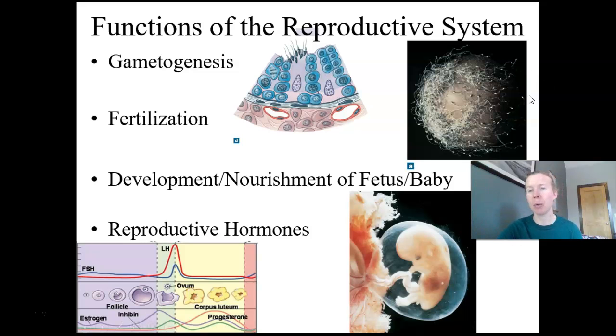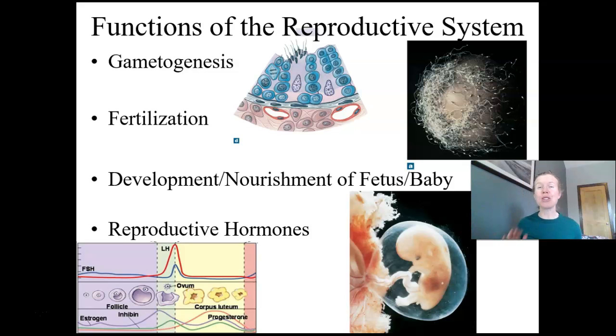Fertilization then, of course, that's this picture over here. In fertilization, that's when the sperm is actually able to penetrate the ovum and deliver its DNA. And so we get this recombination of the DNA of two distinct individuals, the parents, and they are going to make a genetically unique offspring. So of course, both male and female are involved there in fertilization. Now, development and nourishment of the fetus and the baby, that is only a role that the female reproductive tract takes on. And we'll look at that a little bit.